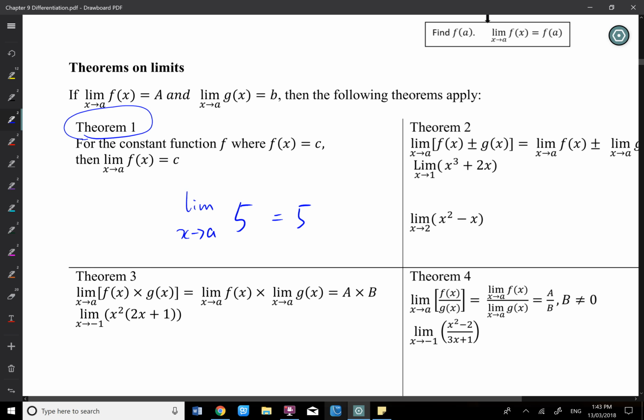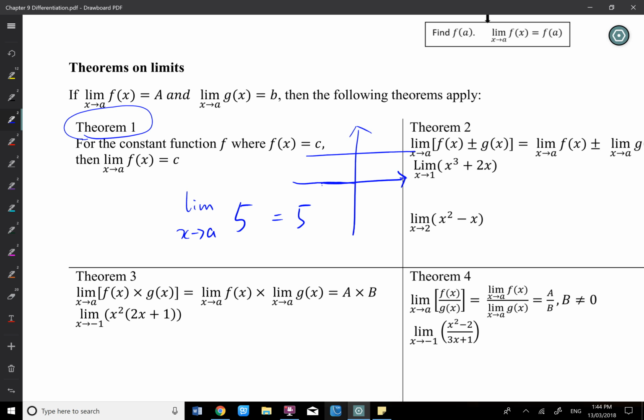Why is it like that? Because think about the function y equals 5. It's just a horizontal line. Yes? Well, at any point it has a height of 5. It doesn't matter which point you're trying to head towards. It's all the same level. It's not going to change. So the limit is just the constant itself.